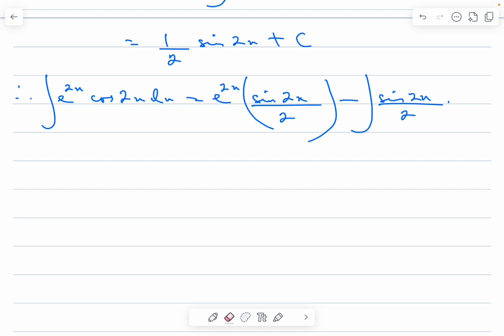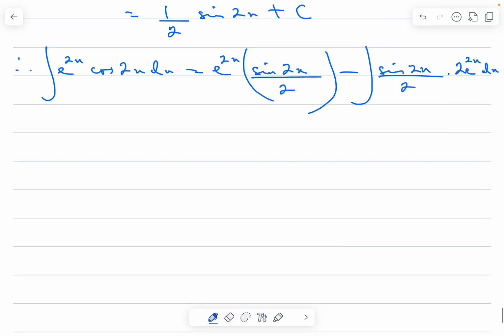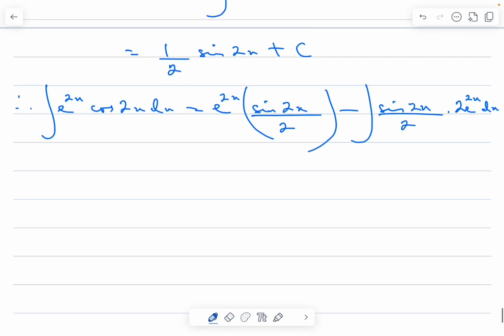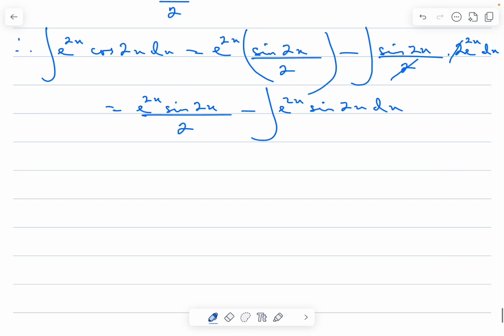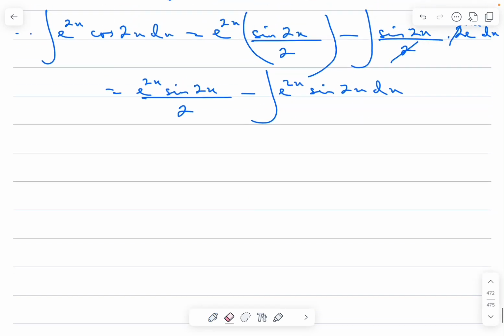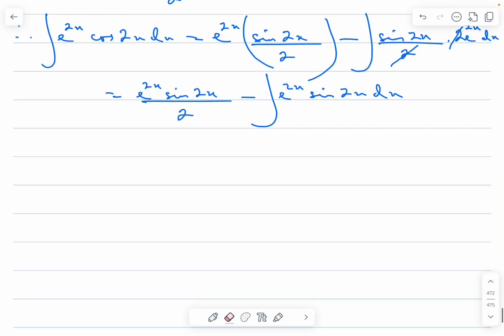So 2 e raised to power 2x dx. Now here 2 cancels 2, and I'll be left with e raised to power 2x sine 2x over 2 minus the integral of e raised to power 2x sine 2x dx. So now this is what I'm going to do separately. What is the integral of e raised to power 2x sine 2x?